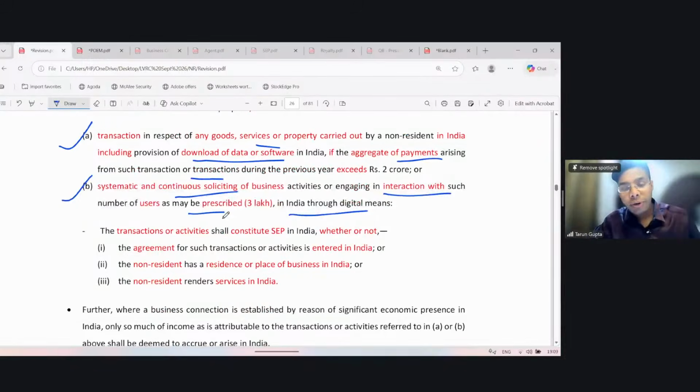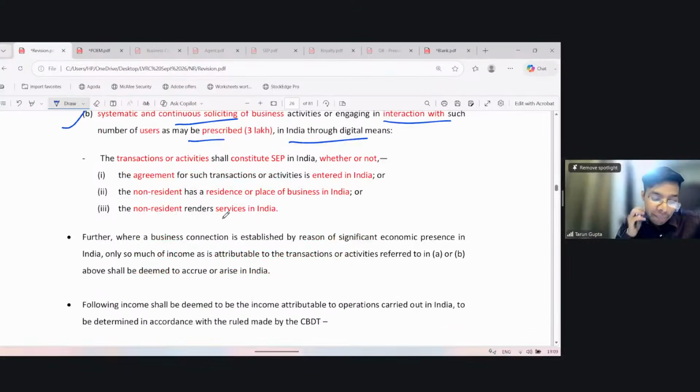The transactional activity shall constitute SEP in India whether or not the agreement for such transaction activity is entered in India, or whether or not the non-resident has a residence or place of business in India, or whether or not the non-resident renders services in India. Further, where business connection is established by reason of significant economic presence in India, only so much of the profits or income as is attributable to the transaction referred above shall be deemed to accrue or arise in India.